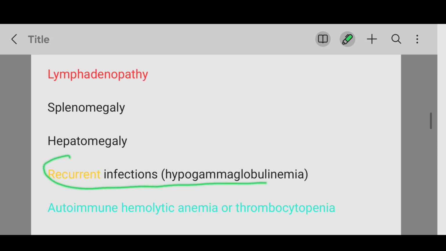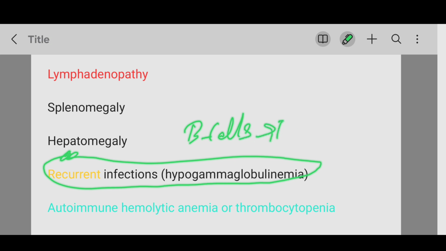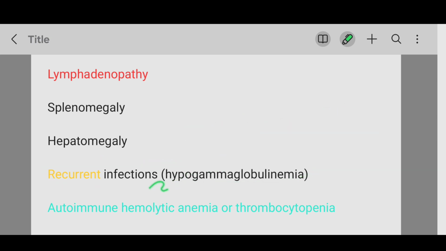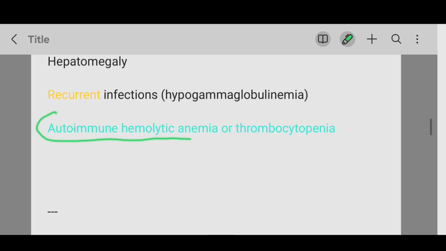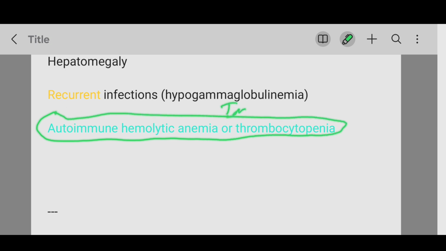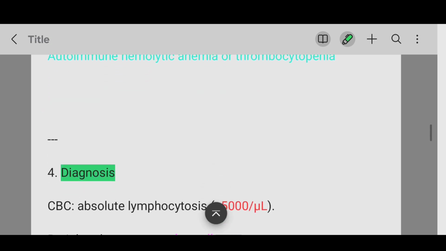Patient may have recurrent infections because of hypogammaglobulinemia, because the B cells are dysfunctional, although they are mature but dysfunctional. Therefore, there is hypogammaglobulinemia leading to recurrent infections. There is also autoimmune hemolytic anemia or immune thrombocytopenia seen in chronic lymphocytic leukemia.